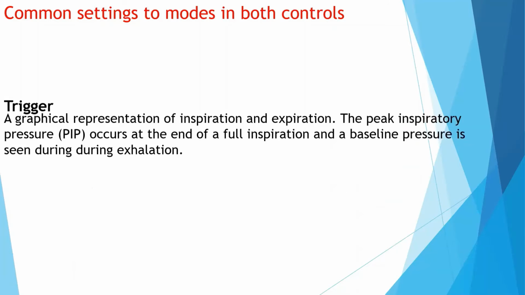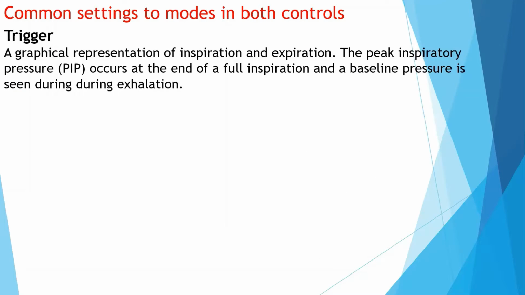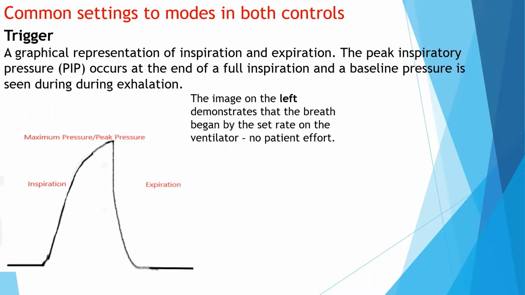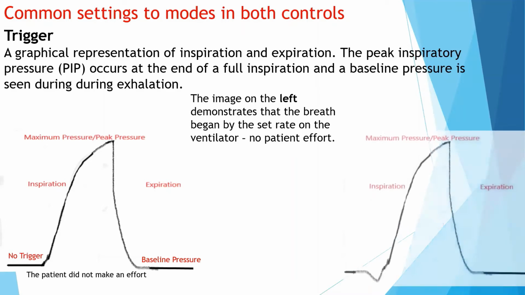Continuing with triggering. Here we have a graphical representation of inspiration and expiration. The peak inspiratory pressure occurs at the end of a full inspiration, and the baseline is seen during exhalation. We can see that here. The image on the left demonstrates that the breath began by the set rate on the ventilator. There was no patient effort. Trigger, we can see the baseline is there. So the patient did not make an effort.